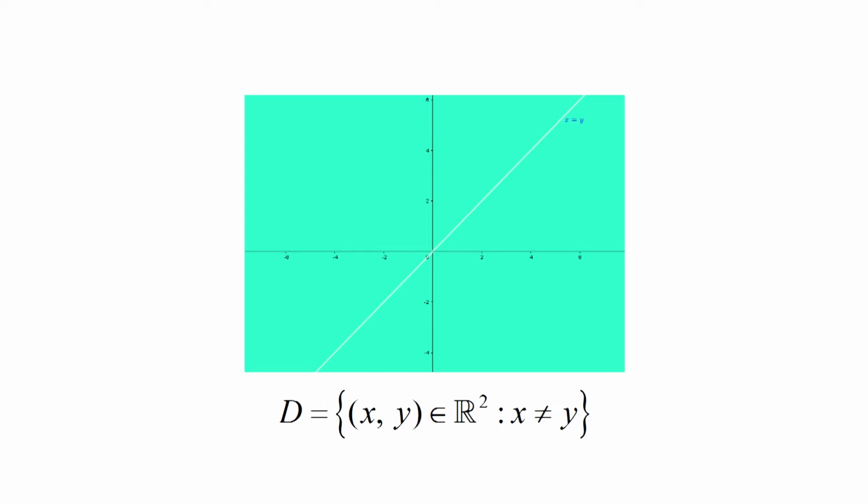That is, the natural domain is the set of all points in the plane that do not lie on the line x equals y. The natural domain partitions the plane into two by the line x equals y.